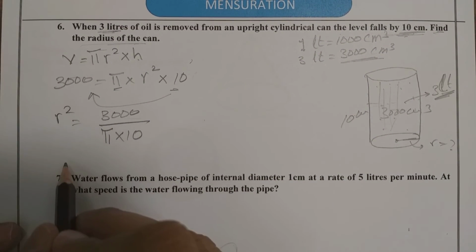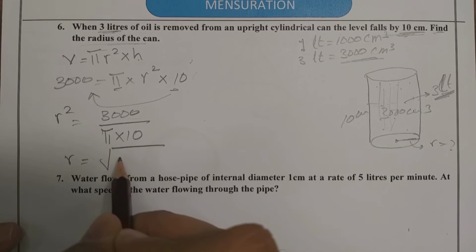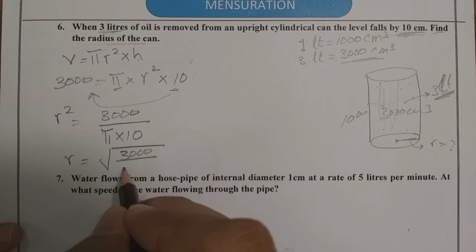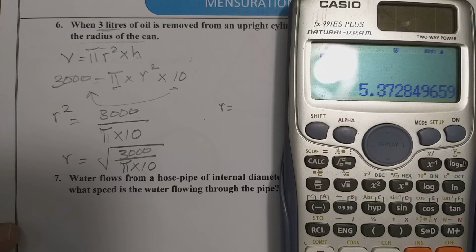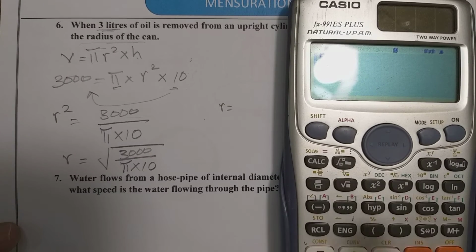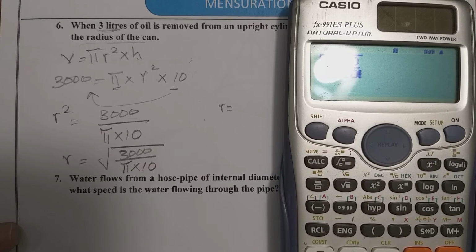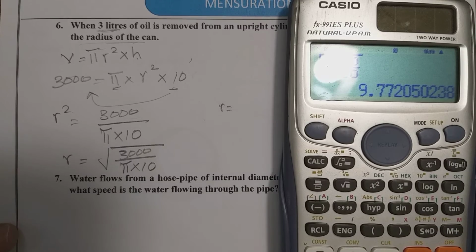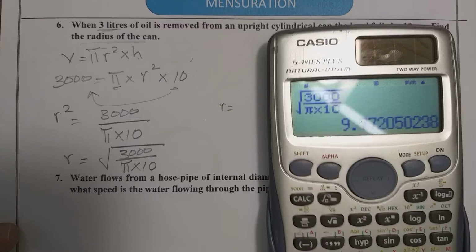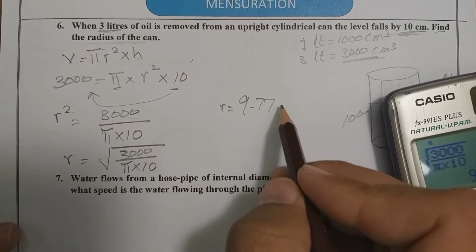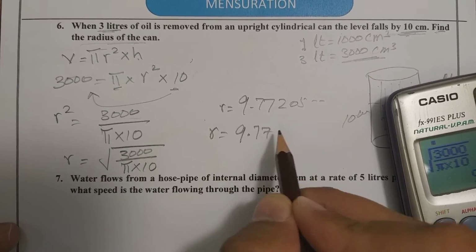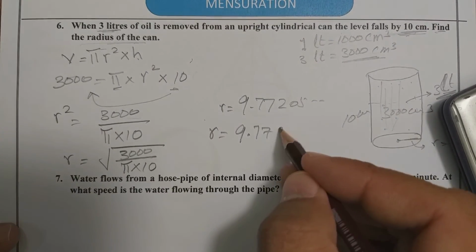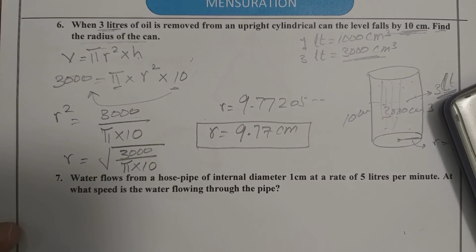Simplify, and because we need r, take the square root of both sides. So r will be the square root of 3000 divided by pi times 10, which equals 9.77205 and so on. I'm writing three significant figures, which is 9.77, and because the length is in centimeters, the radius is 9.77 centimeters.